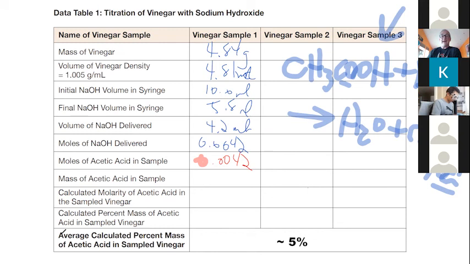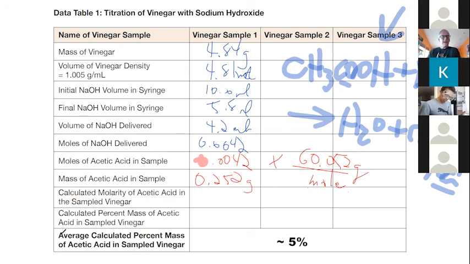Now I convert that to mass, and my mass is that many moles times, I think it's 60.052 grams per mole. And so that is 0.0042 times 60.052. So that's 0.252 grams.